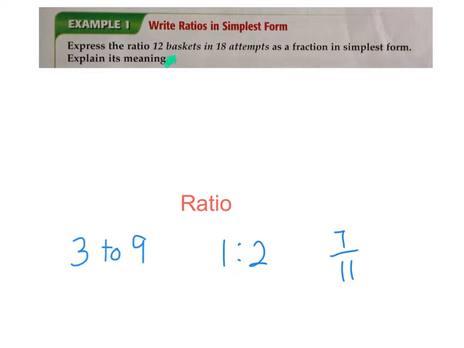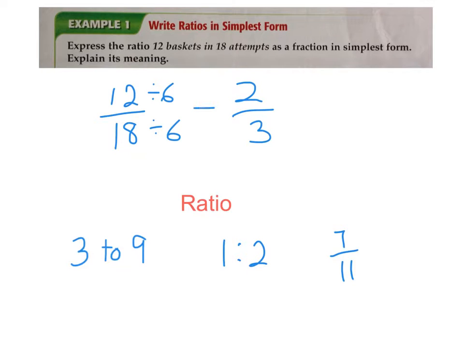So in this example up here, if I'm going to express this ratio, 12 baskets in 18 attempts, as a fraction in simplest form, I do that just like I write normal fractions. So I would do it 12 over 18. And then I'm going to look and see what I can divide both these numbers by, and I see I could do 6 for both these. And so that would put this ratio in simplest form as 2 to 3.